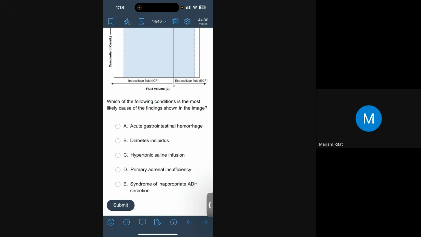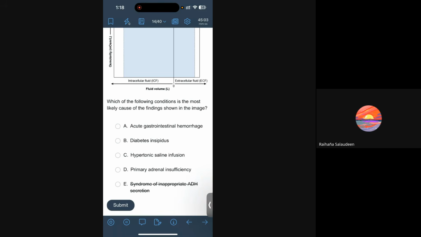Let's first start with syndrome of inappropriate ADH secretion. In SIADH, are we going to see hyponatremia or hypernatremia? Hyponatremia. That means osmolarity is going to be low, right? But in our case, it is high, right? So A is not the answer.